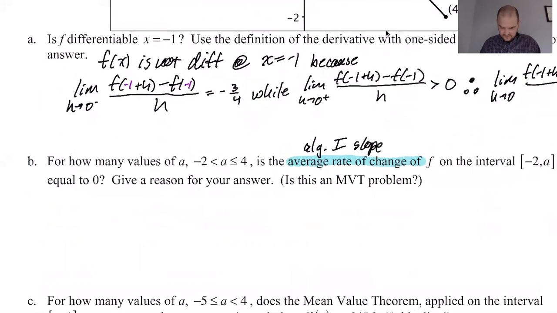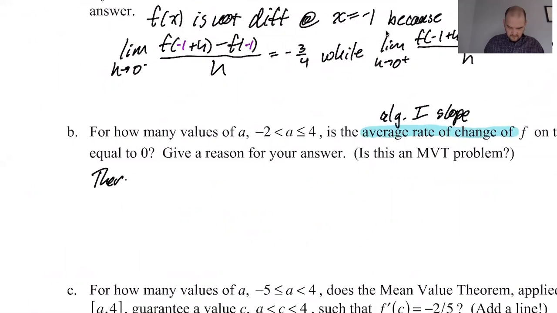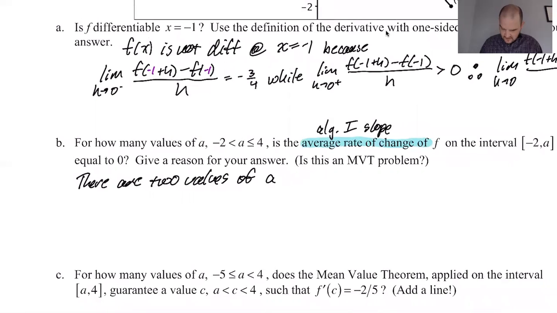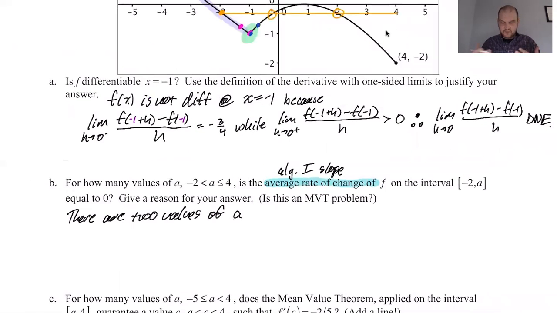So I'm going to say that there are 2 values of a. Should I just put a period there? I think I'm gonna. There are 2 values of a, and then nope. I should never stop putting periods at the end of things. There are 2 values. I need to justify it, right? So give a reason. So it doesn't say that I need to come up with a formal argument. So I'm just going to come up with an informal argument.